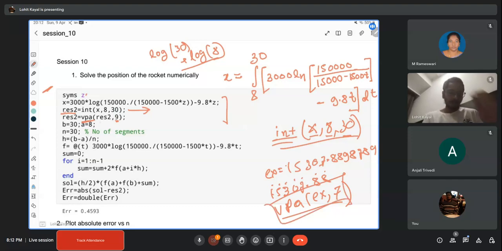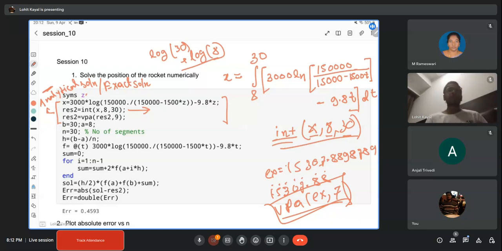Okay. Now, this first part is the analytical solution part. I will erase this. So this is for the analytical solution, or the exact solution, i.e.